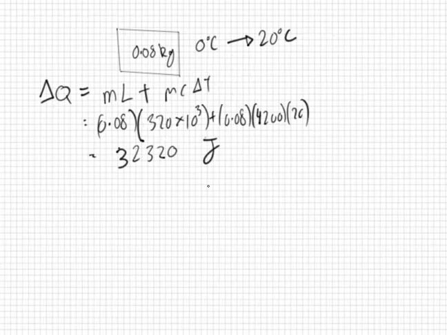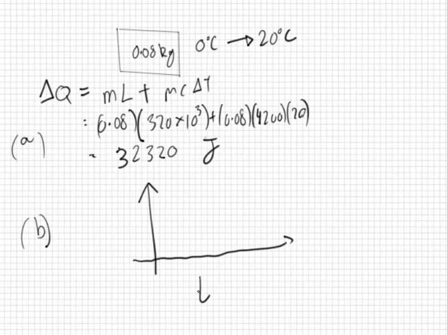So what's the energy formula for that one? You know it? MC delta T. So let's put in the information. M is 0.08. The L here is given as 320 kilo, plus M C delta T. Alright, so let's see what we get for that. Do we have that? Yeah, it's given in the question.